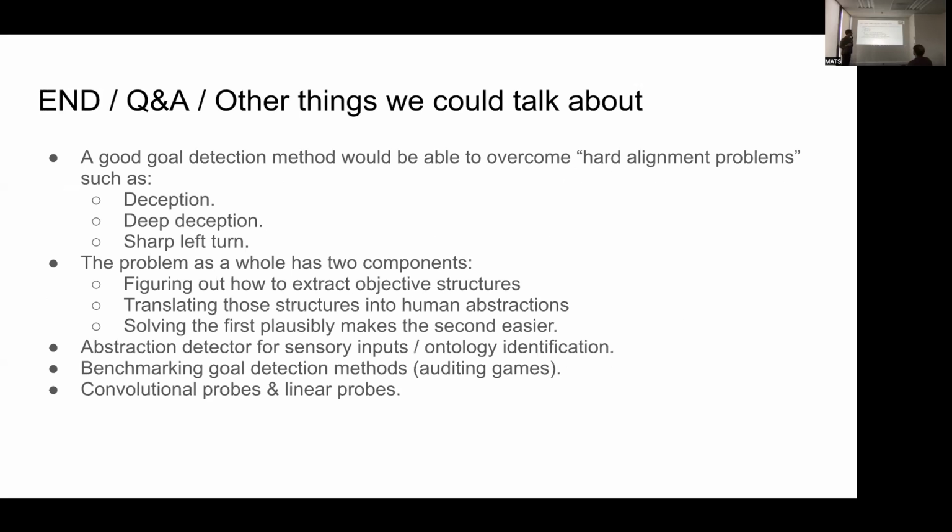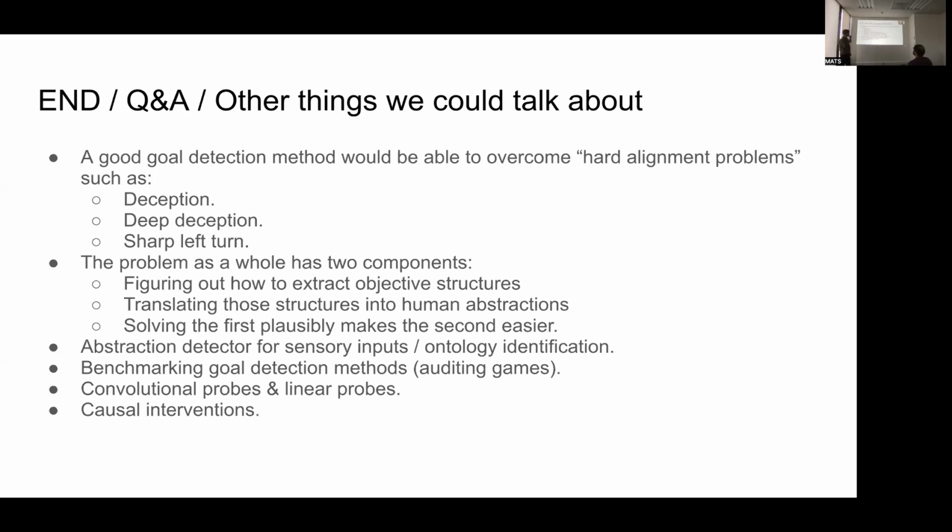Yeah, cool. So that's it. Now we'll open things up for Q&As. And here's a list of other things that we could talk about. I'll briefly go over them. Maybe we could open a discussion about why we think such a goal detection method would be able to overcome these hard alignment problems. We touched on that at the beginning, but we haven't really thought about it that deeply, so maybe some red teaming would be good.